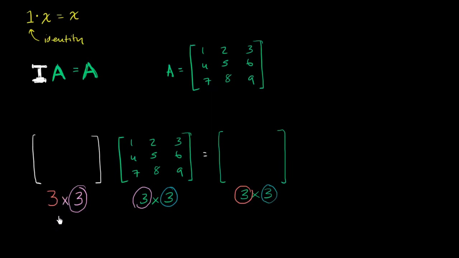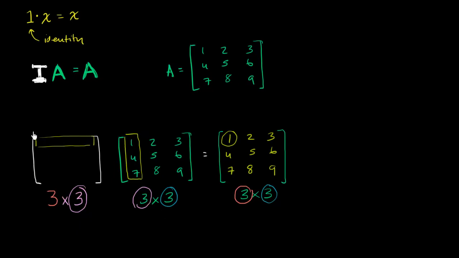Now, what else do we know? Well, we know what the product needs to be. It also needs to be 1, 2, 3, 4, 5, 6, 7, 8, 9. So let's think about it. To get this first entry right over here, we're going to have to multiply this row times this column. Essentially take the dot product of it. So I'm going to have to multiply something times 1 plus something else times 4 plus something else times 7 to get 1. Well, let's just think about it in the most, I guess you could say, naive possible way.